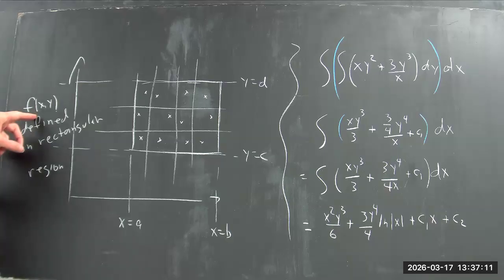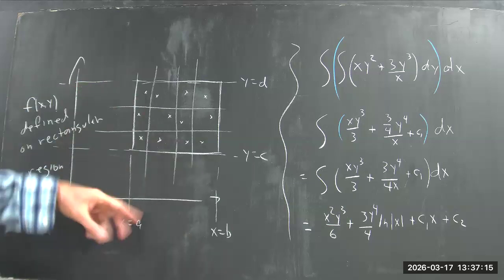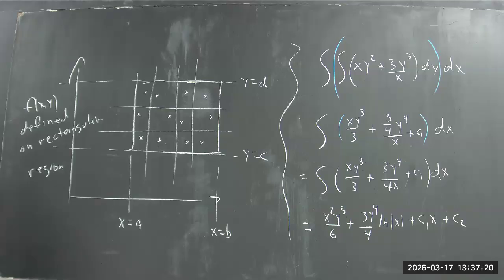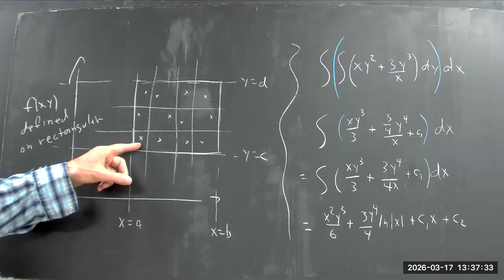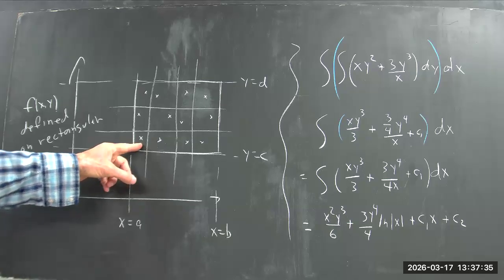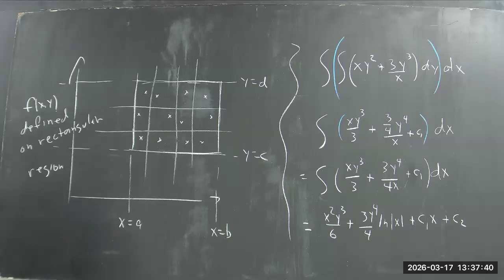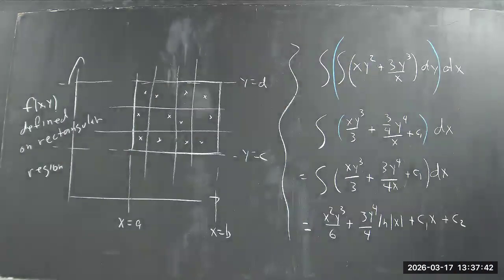If I know f of x, y, and if I know what A and B and C and D are, am I going to be able to get an approximation of the area or the volume underneath the surface? What would I do to get the approximate volume of this square here? Let's talk about it for now.